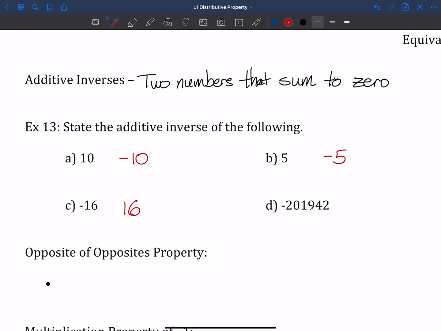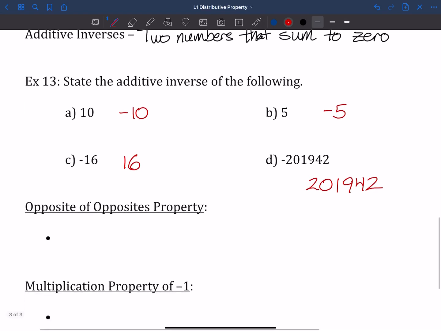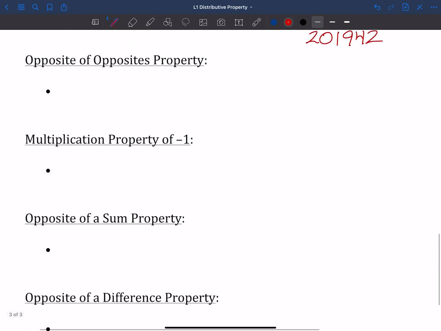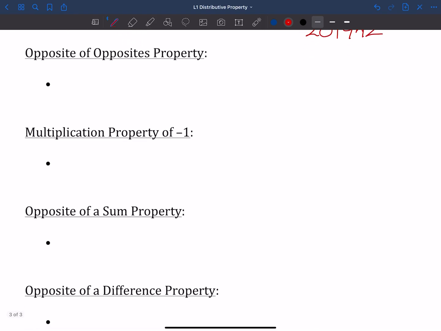And then similarly, the opposite of negative 201,942 is positive 201,942. Right? Nothing tricksy going on, just kind of taking the opposite. Right? And that's going to help us out a little bit here and there. We're just finding the opposites of things. All right, we've got some properties we got to talk about.